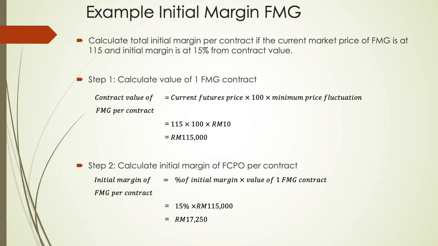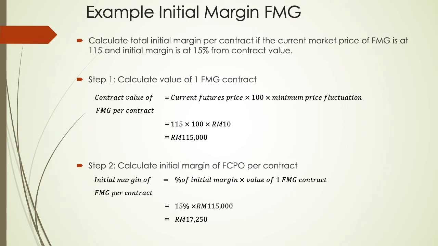Now we look at an example to calculate initial margin for FMG. The question is: calculate total initial margin per contract if the current market price of FMG is at 115 and initial margin is at 15,000 per contract. Step number 1, you calculate the value of one FMG contract. Contract value of FMG per contract is equal to current futures price times 100 times minimum price fluctuation. So 115 times 100 times 10 ringgit, so you get 115,000 ringgit.